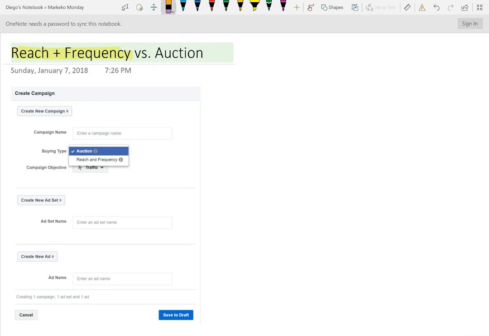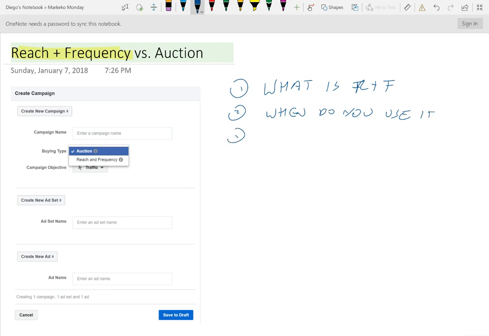So today we'll be talking about a couple of things. One is, what is reach and frequency? When do you use it? Also, what's the difference, how is it different to auction, and what are the main differences between reach and frequency and auction? And just in general, tools for reach and frequency that you should know.